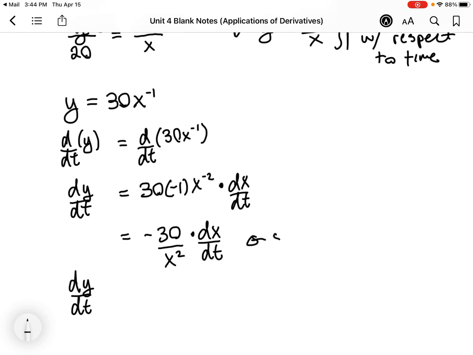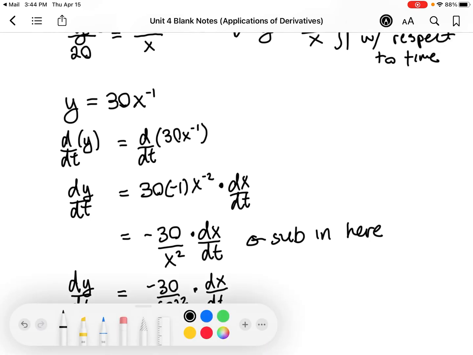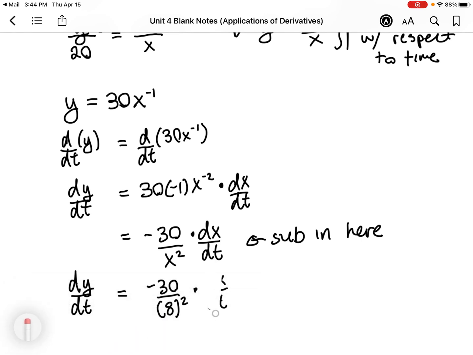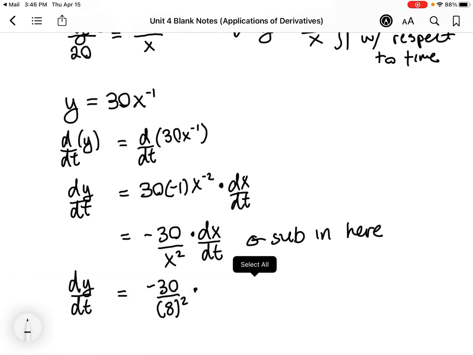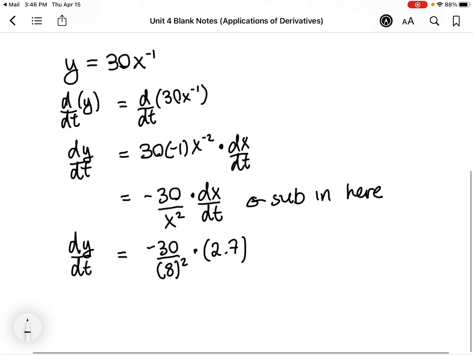Right, I can sub here. I know that x is 8, and I know that dx by dt, oh, sorry, I meant to sub that in. What am I doing? There we go, let's erase that. Dx by dt is 2.7. So I'll sub that in as well. Okay, and when you do that on a calculator, it's about negative 1.3.